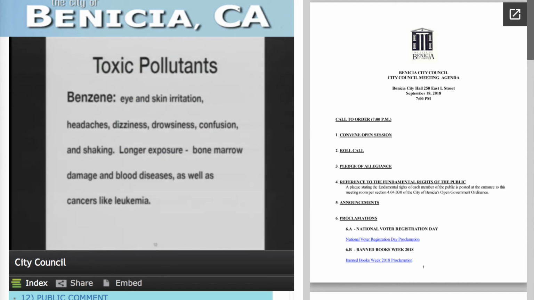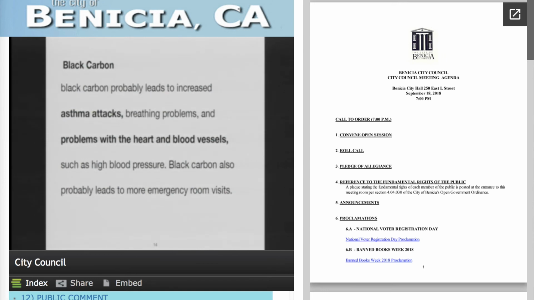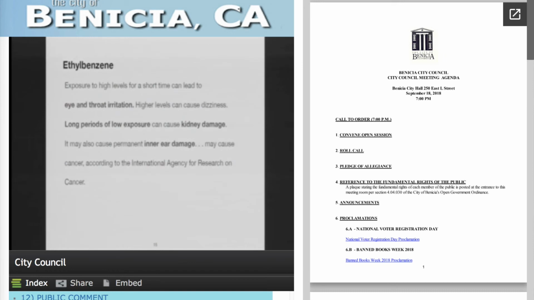The toxic pollutant benzene causes eye and skin irritation, headaches, dizziness, etc., and longer exposure can cause bone marrow damage and blood diseases like leukemia. Black carbon is related to asthma attacks and problems with heart and blood vessels. Ethylbenzene at short but high levels can lead to eye and throat irritation and dizziness. Long-term exposure can cause kidney and inner ear damage.